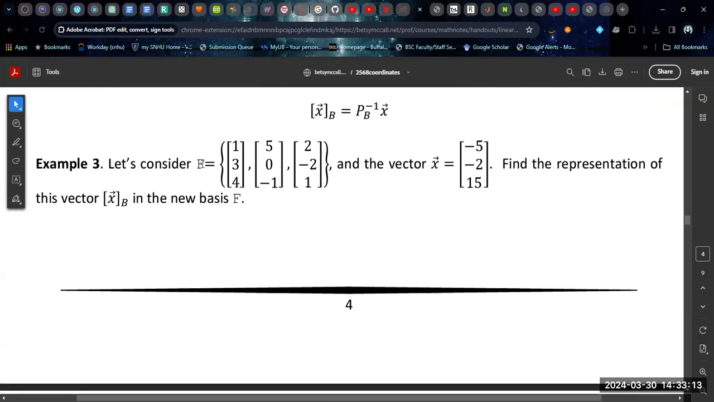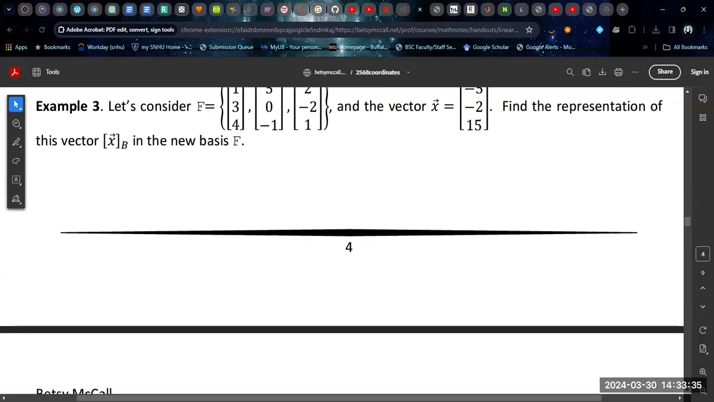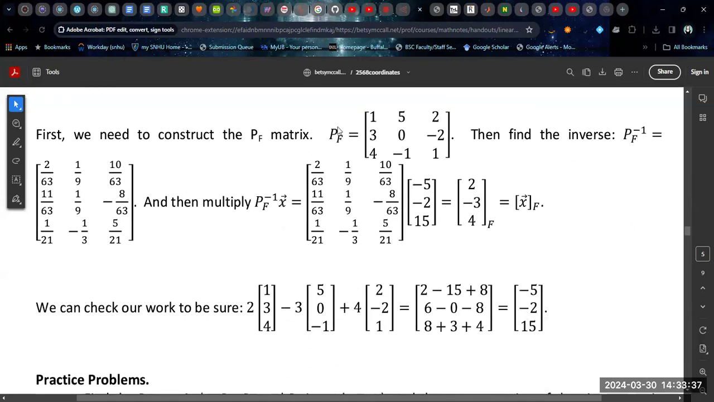Let's consider our basis F is composed of these three vectors: (1, 3, 4), (5, 0, -1), and (2, -2, 1). And the vector that we want to transform from the standard basis into the new basis is (-5, -2, 15). This subscript should say F now. So first, we're going to construct our P matrix, our coordinate transformation matrix, and that is just putting these vectors into the columns of our P matrix. And then we want to find the inverse of that.